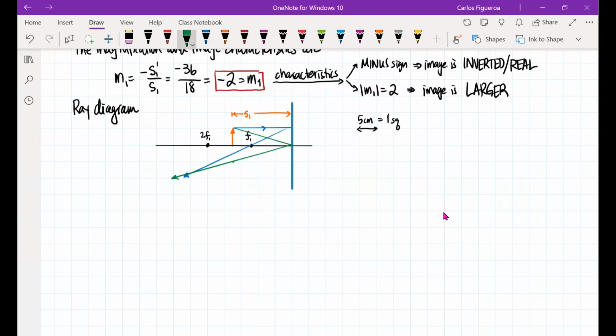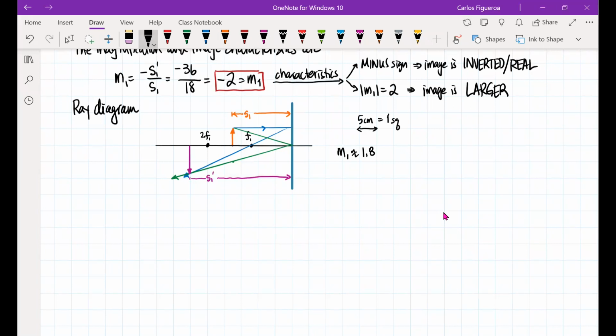And where those rays cross tells us where the image is at. So it looks like it crosses about right here. So then this tells me the distance S1 prime. So that looks about right here. So according to this here, look what happens. The magnification is not exactly 2, but I would say that the magnification is about 1.8. So I'm going to say that's pretty close to 2.